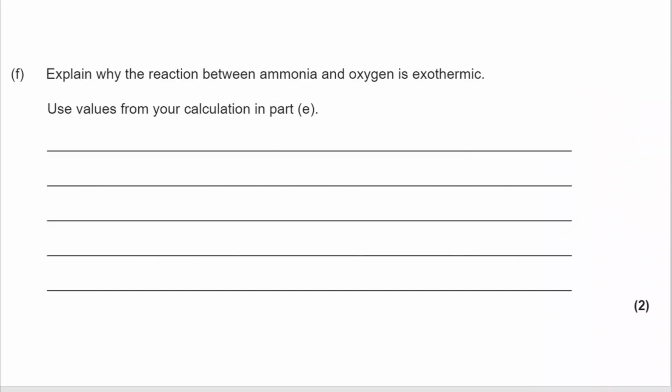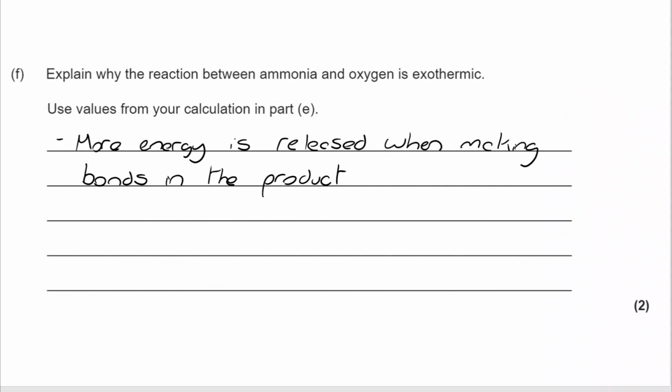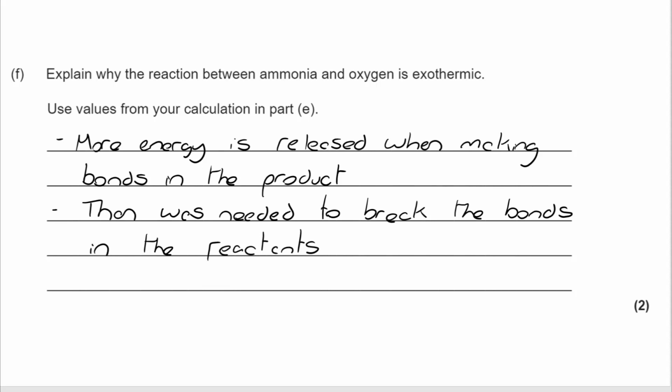Going to move on to Part F, explain why the reaction between ammonia and oxygen is exothermic. Well, in a sense, that energy profile diagram has just given us the answer. What we need to say for this one is that there is more energy released when we make new bonds in the products than was needed to break the bonds in the reactants. Because of those two facts, the net change is that energy was released to the surroundings.